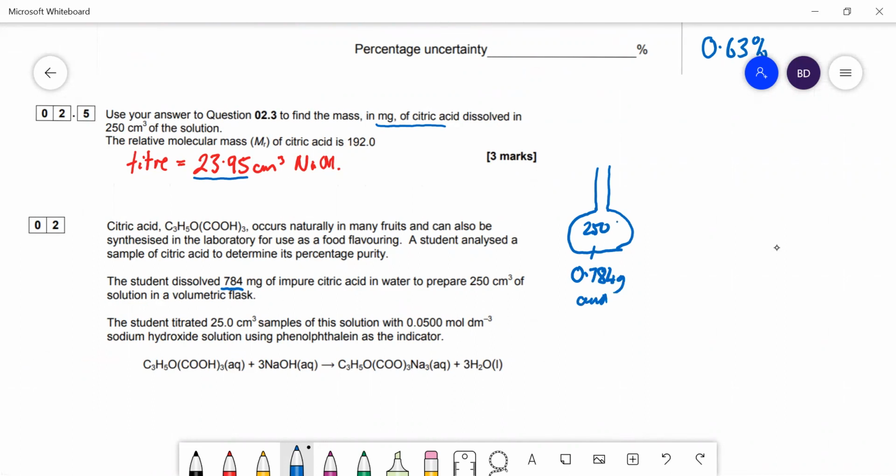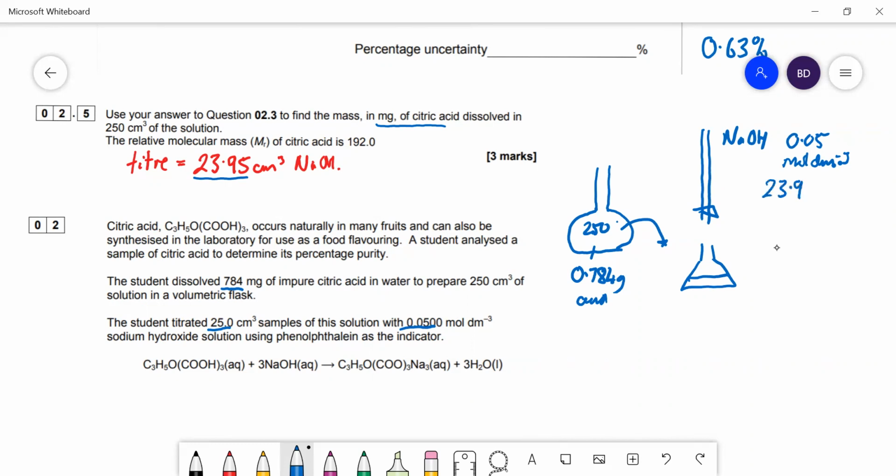Then they took out 25 of that, put it in the conical flask, so a tenth, and they titrated against NaOH, and the NaOH has got a concentration of 0.05, and the volume they needed for that was the titer, 23.95 centimeters cubed. Right, so let's do that then.